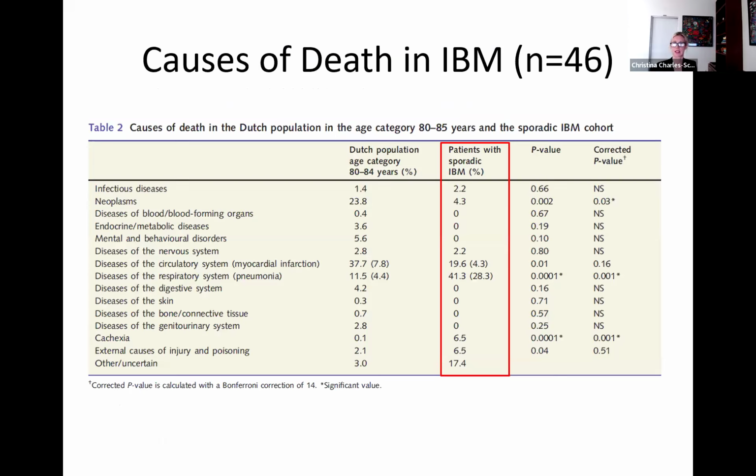And this gets to what's the incidence of cardiovascular disease. Well, one of the issues here, and this is the percent of the patients, is other uncertain is 17%, right? So about a fifth, they don't know what the cause of death was. Myocardial infarction, 4.3%. So not very high. That's somewhat reassuring, again, in the setting of 60-some patients and 17.4% uncertain. The diseases of the respiratory system, pneumonia, was the leading cause of death in this study.